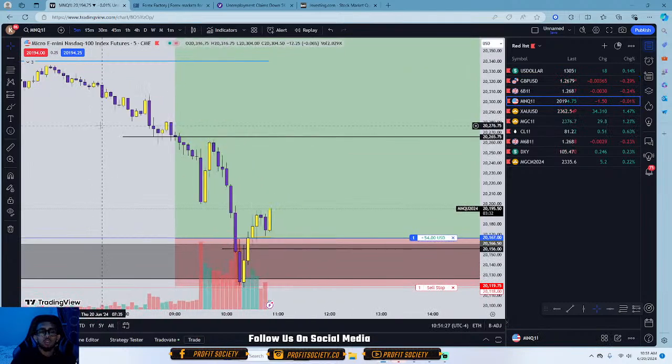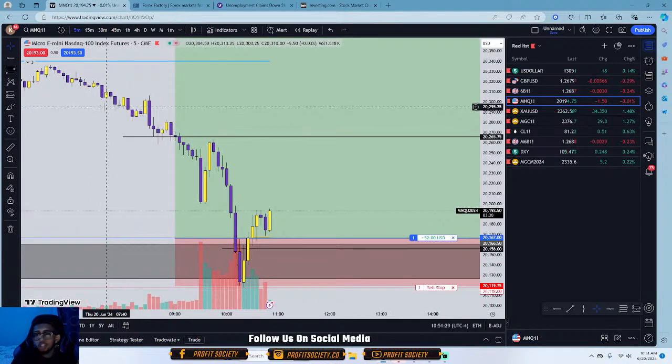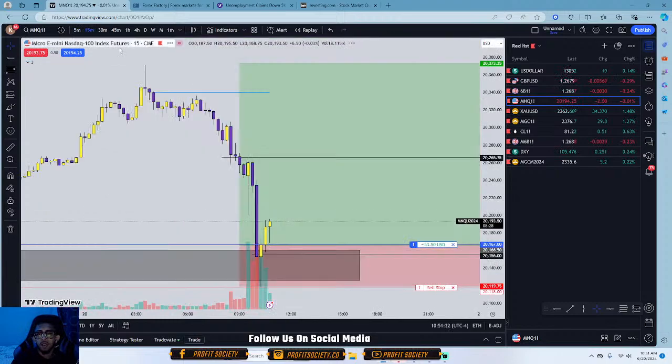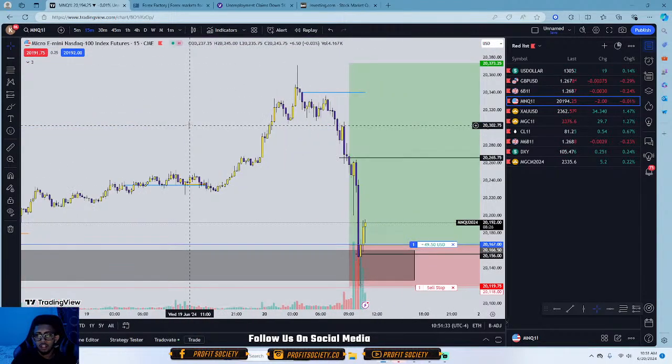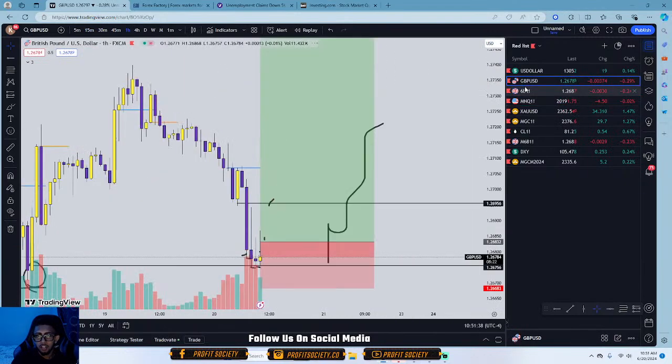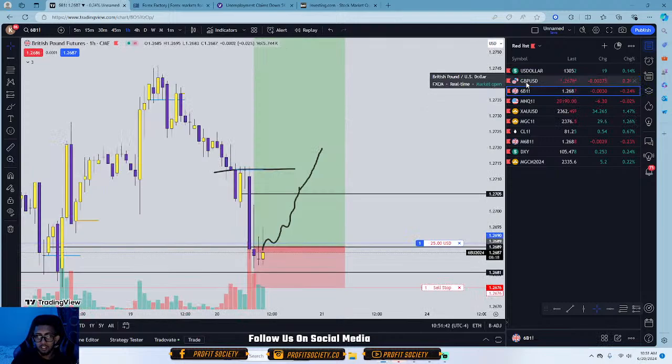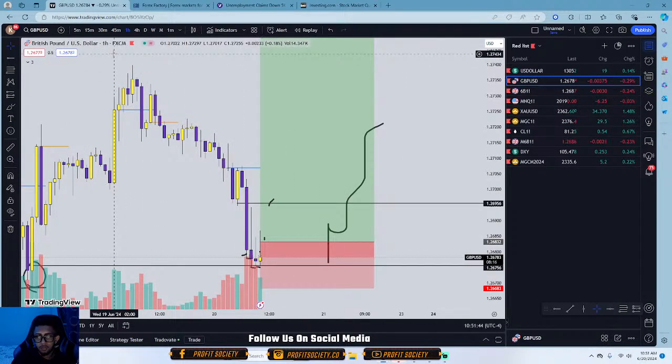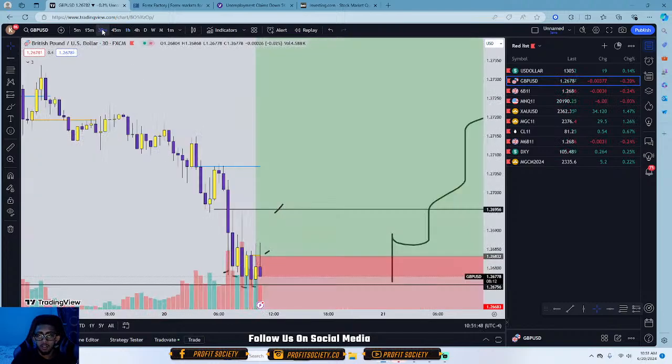NASDAQ is holding pretty well. So like I said, I actually would rather hold on to the NASDAQ as opposed to holding on to the pound, man. Today, the pound is just not our friend. We've got 8 minutes left, though. 8 minutes left on this 1 hour candle.